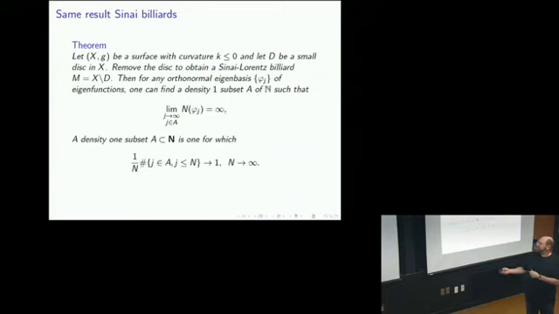And then here, there are no symmetries, no evens or odds. Just given any orthonormal basis, you can find a subsequence of density 1 for which the number of nodal domains tends to infinity. Density 1 means that the proportion of the ones that we're discussing tends to 1.